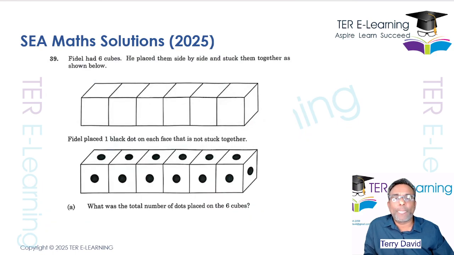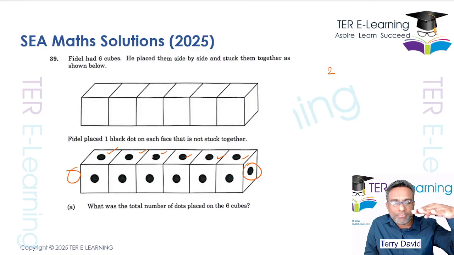Question 39. Fidel has 6 cubes. He placed them side by side, stuck them together as shown below. Fidel placed one black dot on each face that is not stuck together. What is the total number of dots? Well, let's start with the ends first. So you have this one here and the one on this side that we're not seeing. So that's 2.